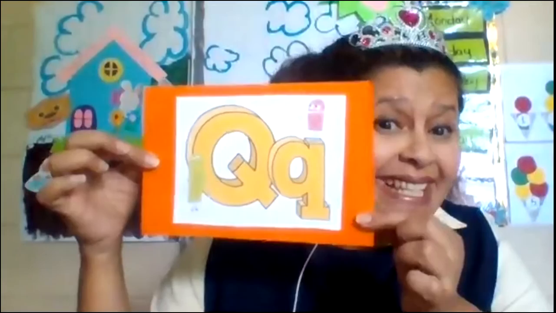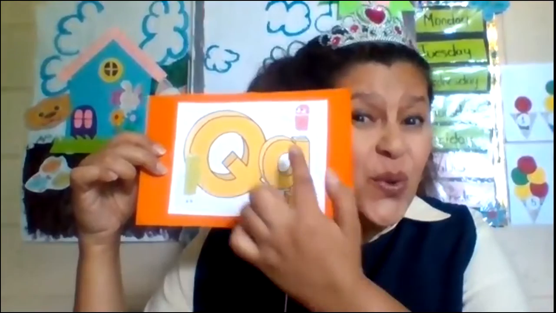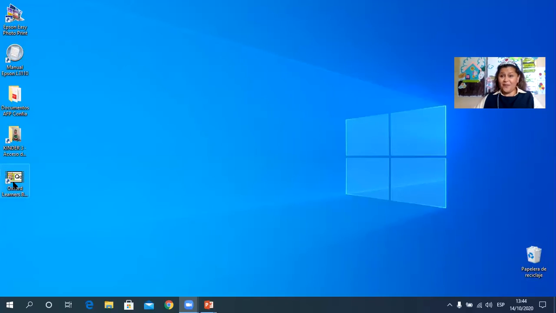Very good. So for today, we're going to start a new letter. This letter is the letter for queen and also for quilt. So the letter is letter Q. This is the capital Q, one and two. And this is the lowercase q. So we're going to study about the letter Q. Today we are going to pay attention to a video. Let me introduce the video and you pay attention. Now, I guess we are ready.